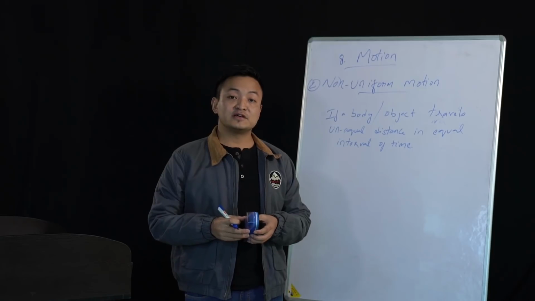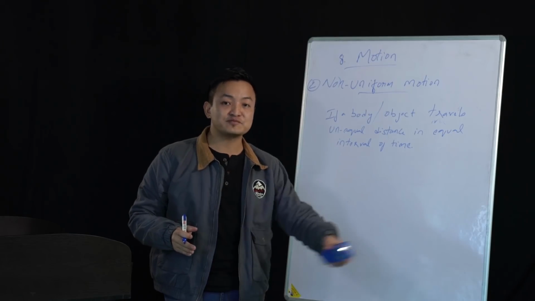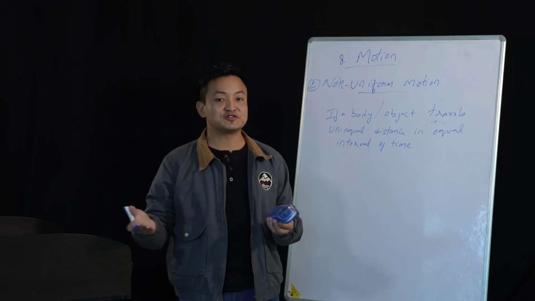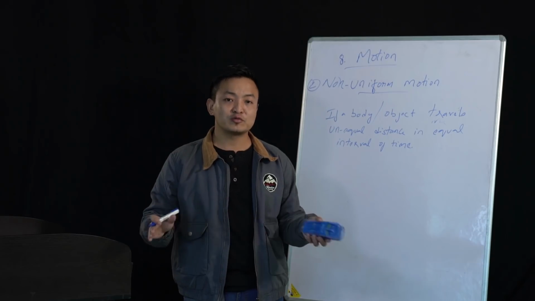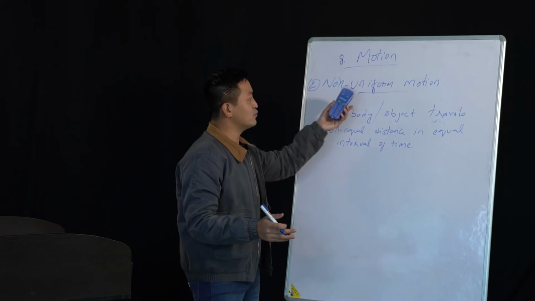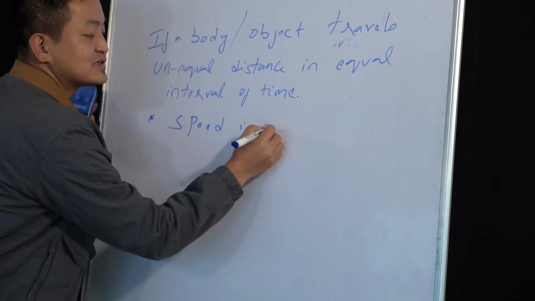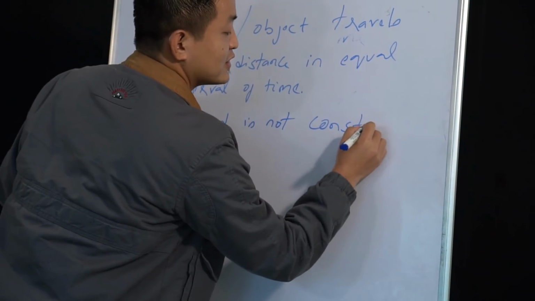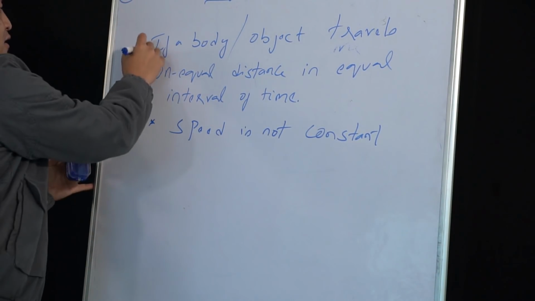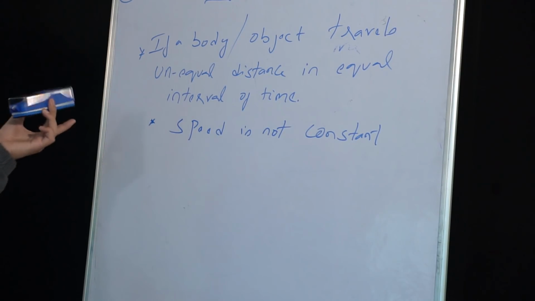The best example that I can give you is a moving car. You cannot expect a moving car to have the same speed all throughout. It will change its speed, because sometimes there will be heavy traffic, and sometimes the road will be empty and you'll increase your speed. So the speed will not be constant. So non-uniform motion means the speed is not constant. It is the opposite of uniform motion. In uniform motion, the speed is constant. Here, we get to see that a body is traveling unequal distance in equal interval of time.